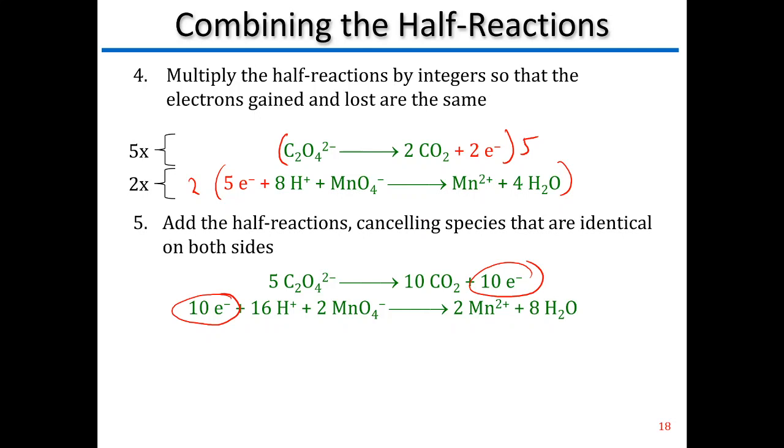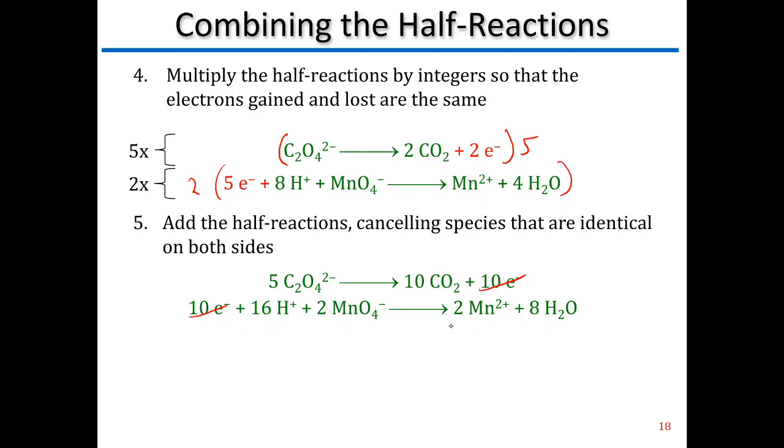Now I'm going to add the half reactions, canceling the species that are identical. What I mean by that is, here I have 10 electrons, 10 electrons. If you noticed in our reaction before we balanced it, there were no electrons written out. We know that it's a redox reaction, so we know that the electrons are moving around, but we don't actually write them. This is why. So in the end, we just cross them out.